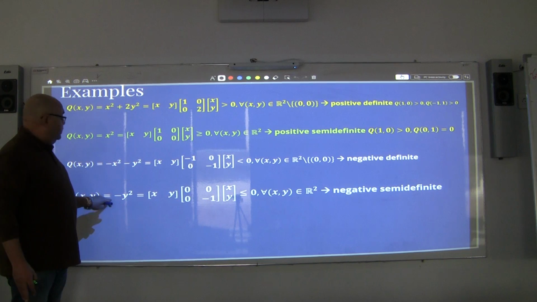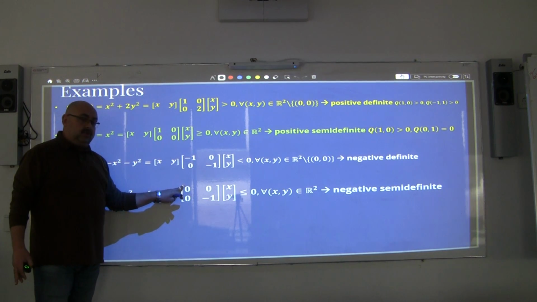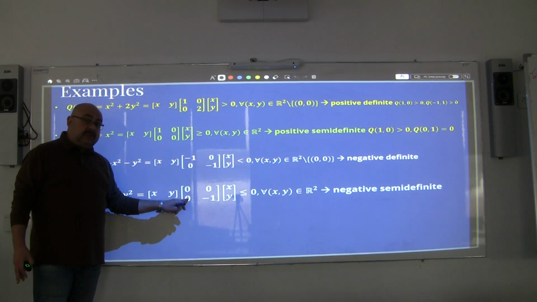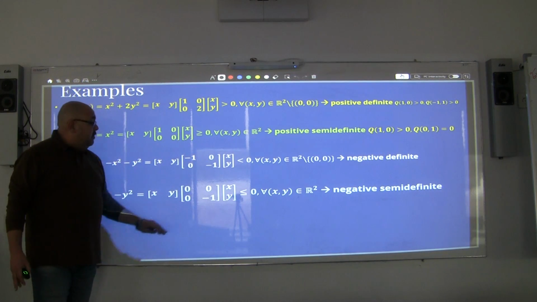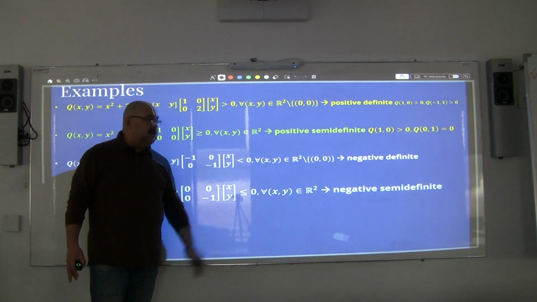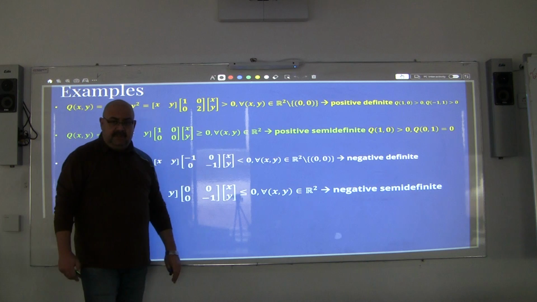In a similar manner, if I have negative y squared, I'm missing the x squared, so it's going to be a 0 in x squared, negative 1 in y squared, while the mixed elements are going to be zeros, as you can see. So for all the values, it's going to be less than or equal to 0, which is negative semi-definite.